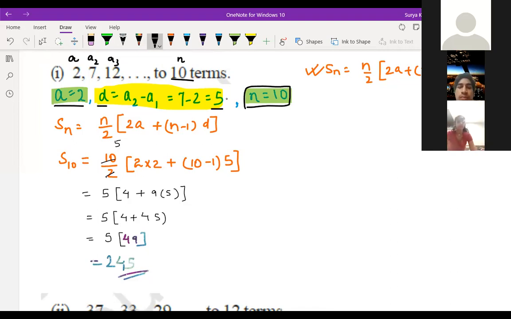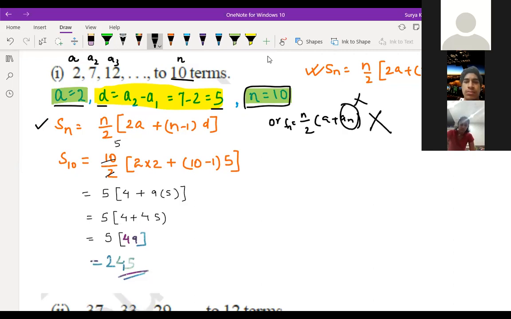Yes, sir. So we have to use the formula Sn is equal to n by 2 into 2a plus n minus 1 into d. Or the other formula also we have: Sn is equal to n by 2 into a plus an. We cannot use this formula because an is not known, and Sn is also not known. So we have to use the first formula, that is Sn is equal to n by 2 into 2a plus n minus 1 into d.